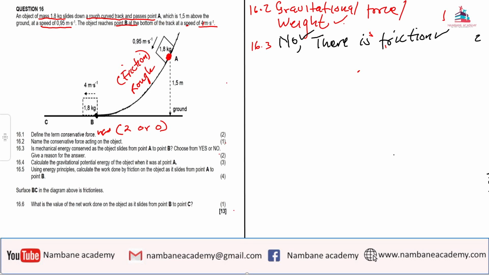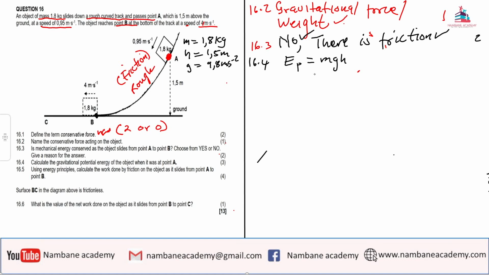At 16.4, calculate the gravitational potential energy of the object when it is at point A. Now let's check what is happening at point A. At point A, we have the mass, which is 1.8 kg. We have the height, which is just 1.5 meters. We also have g, which is 9.8 meters per second squared. Can we just easily say EP equals mgh? 100% we can do so.